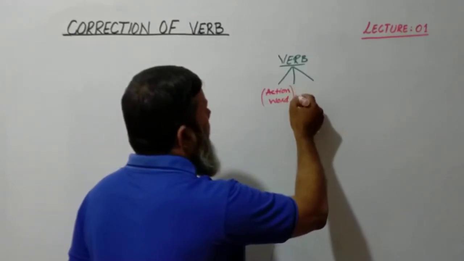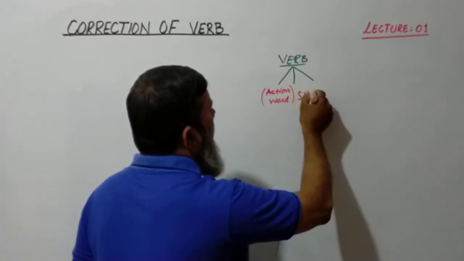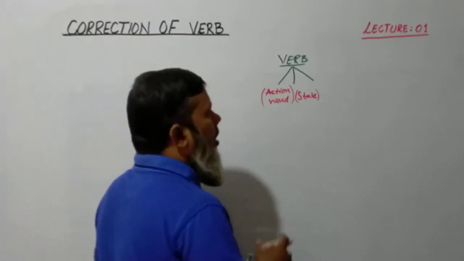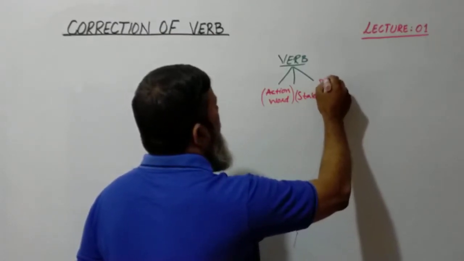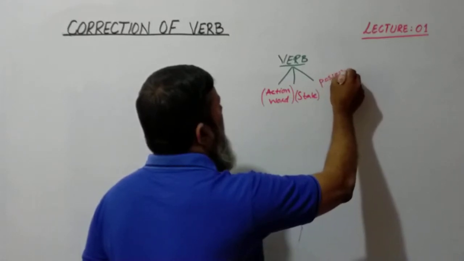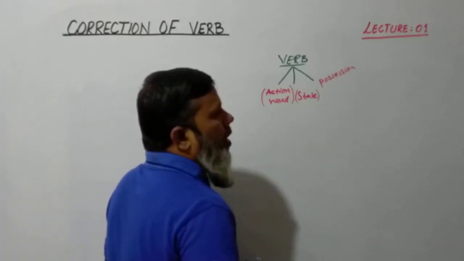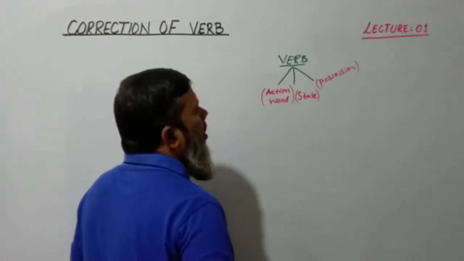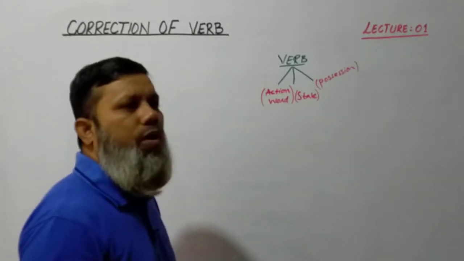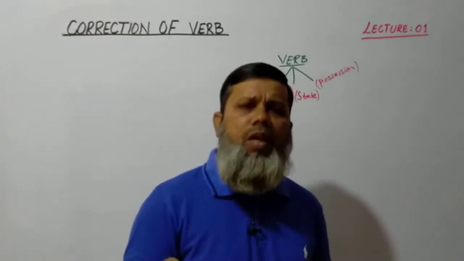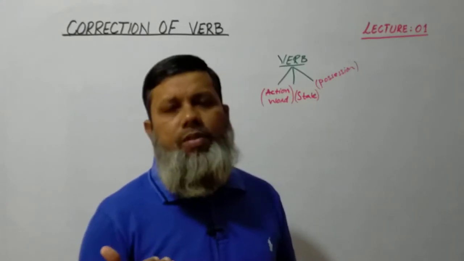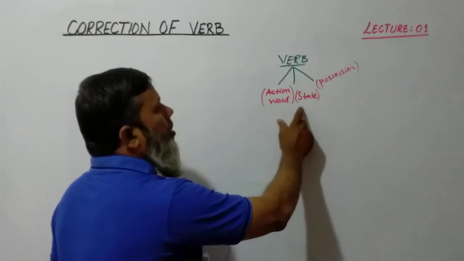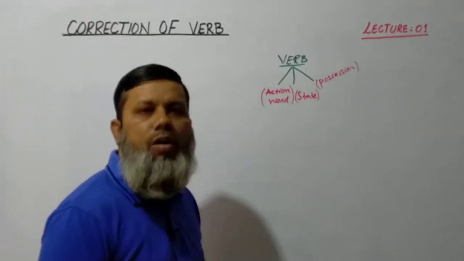Second is state, S-T-A-T-E. State means which does not show any action. I'll let you know. And the third one is possession, P-O-S-S-E-S-S-I-O-N. Possession is also a form of state. And there are many more: helping verb, auxiliary verb, modal verbs, and then linking verbs. There are many, but these are the three main states of verb: action, state, and possession.